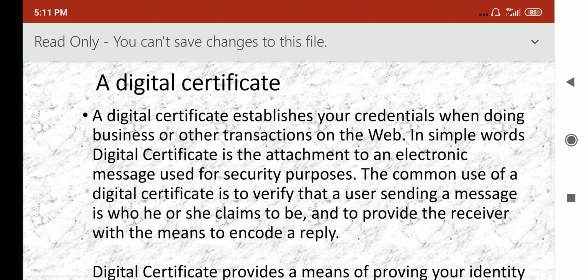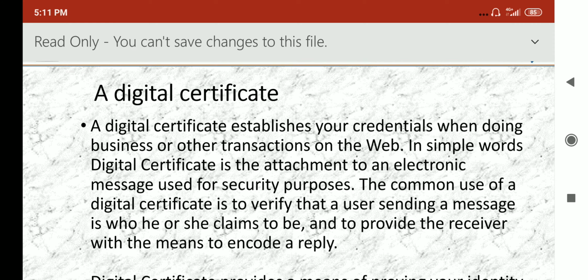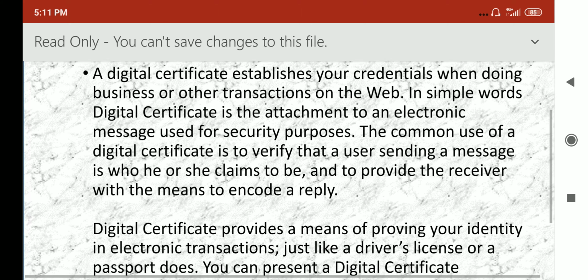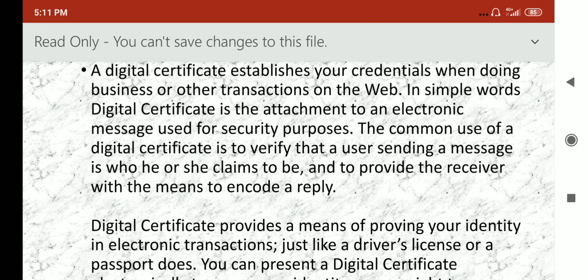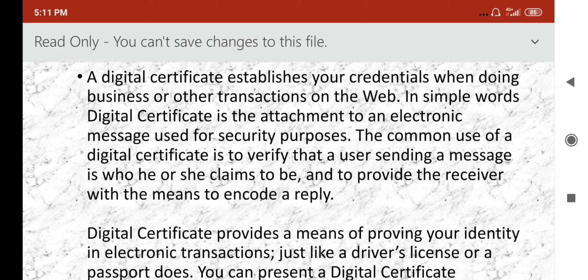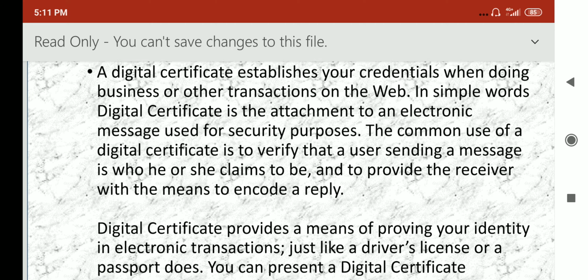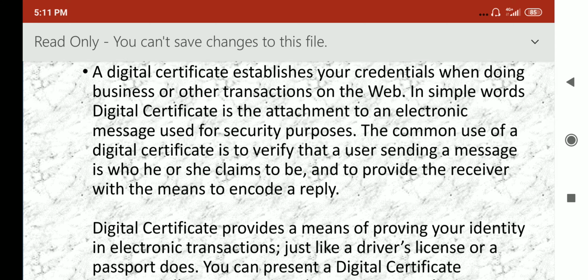So we can consolidate by saying a digital certificate establishes your credentials when doing business or other transactions on the web. In simple words, digital certificate is the attachment to an electronic message used for security purposes. The common use of a digital certificate is to verify that a user sending a message is who he or she claims to be, and to provide the receiver with the means to encode a reply.